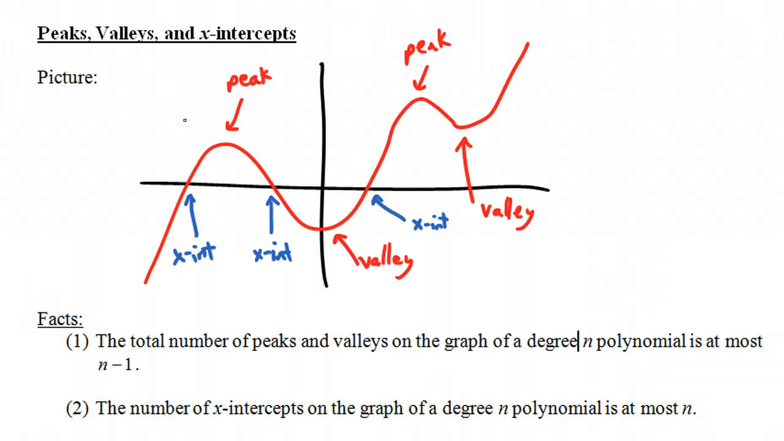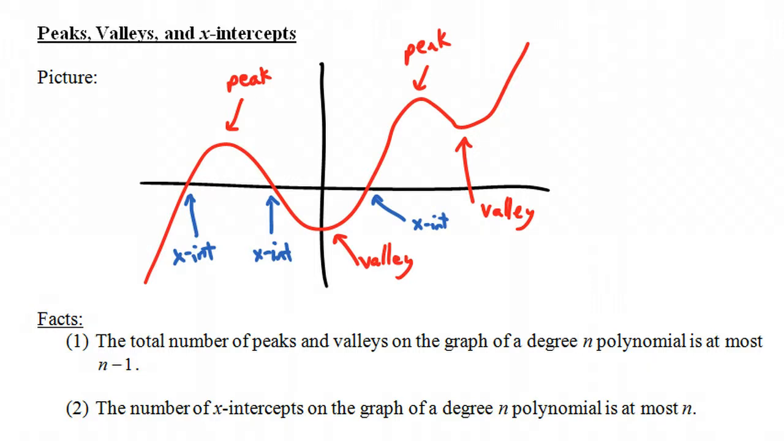Okay, but the graph also has what are called peaks and valleys. Notice we have the top of a hill here. This is called a peak. Okay, we have another one over here. There are also some valleys, right? At the bottom of the hill, we have two valleys. So we have a total of four peaks and valleys.